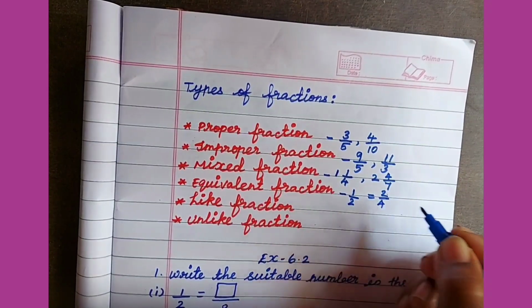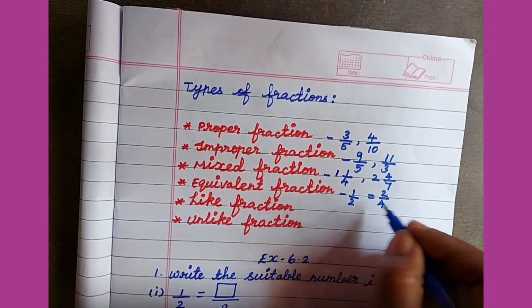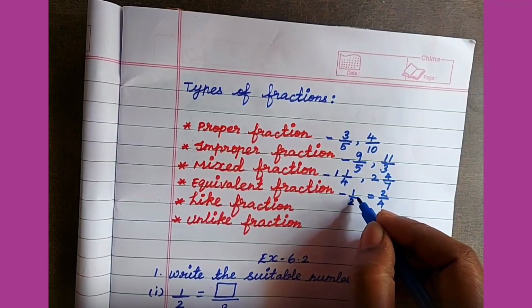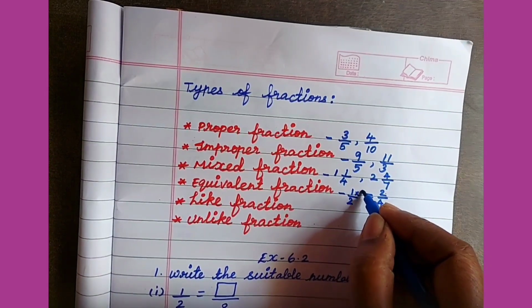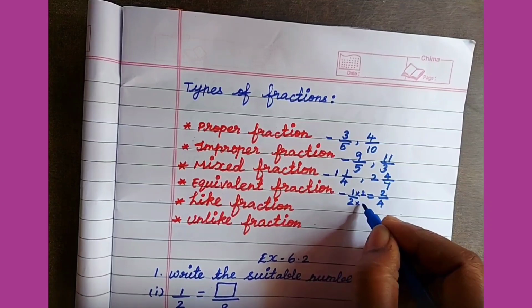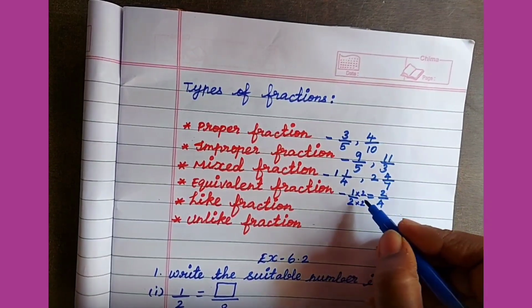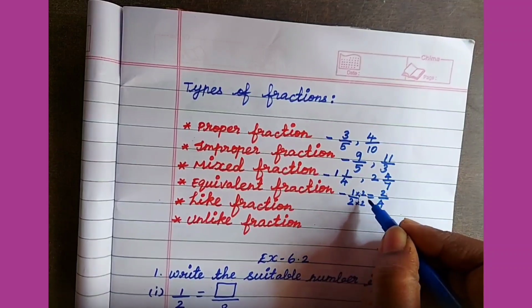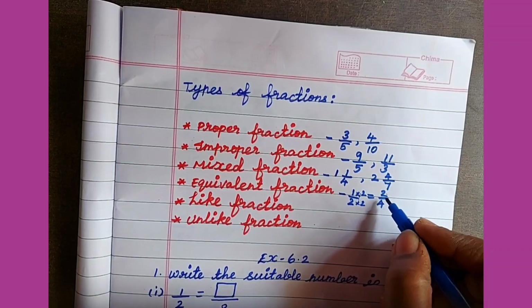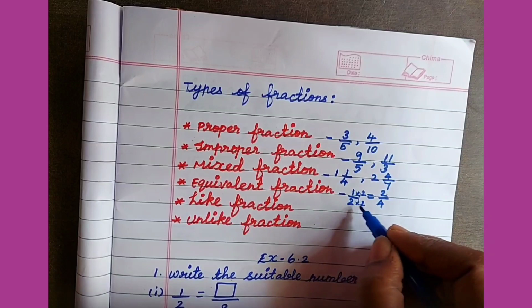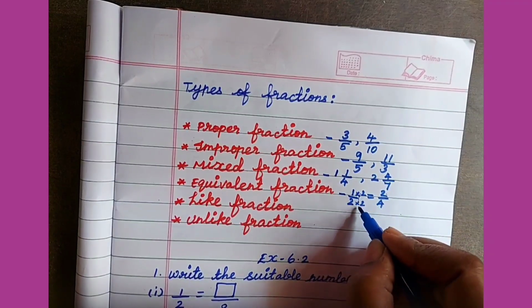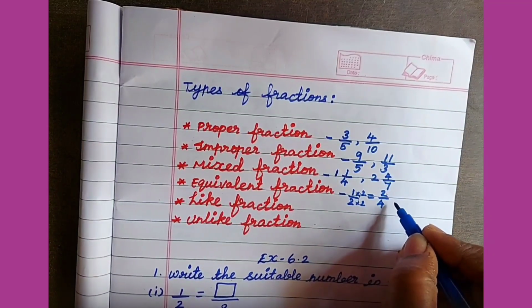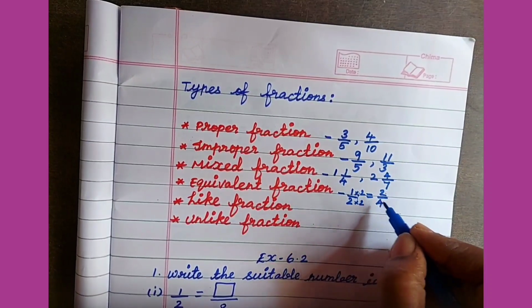These values are equal. How do we say these values are equal? We multiply the numerator and denominator by the same number, 2, and we get the answer. 1 2s are 2, 2 2s are 4. So 1 by 2 is equal to 2 by 4. This is one equivalent fraction value.